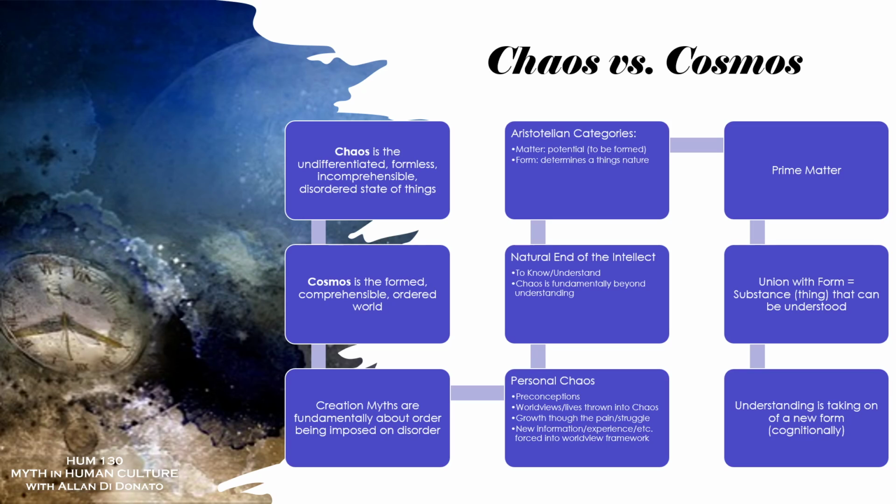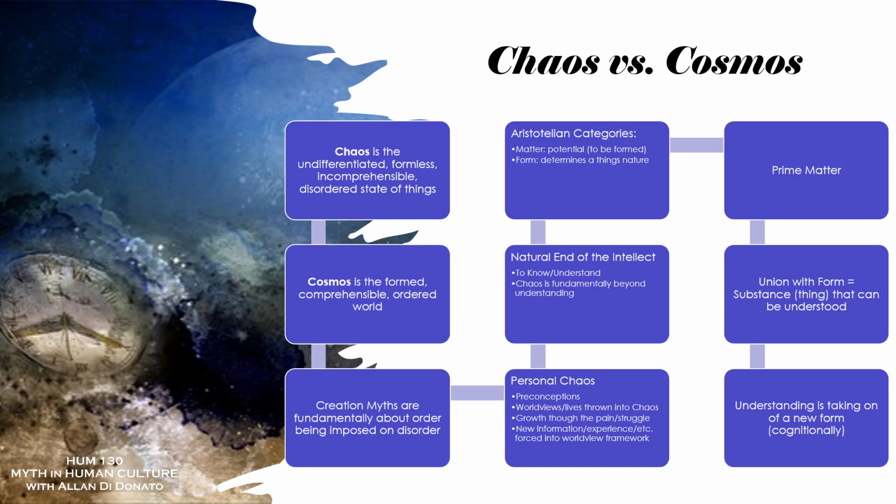And that end of the intellect is to know and understand things. I mean, that's what the intellect is for, grasping things. So chaos is fundamentally beyond understanding, as we said. So the whole idea of chaos causes at least an intellectual pain, an intellectual growth process. So if I wanted to throw more Aristotelian terminology into there to unpack it just slightly further, we could talk about this idea of matter and form.